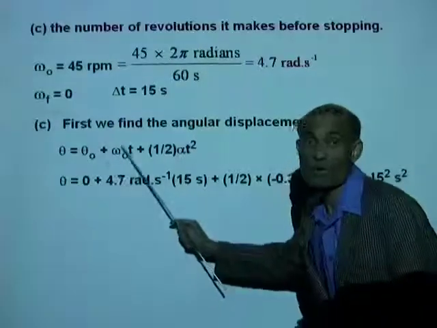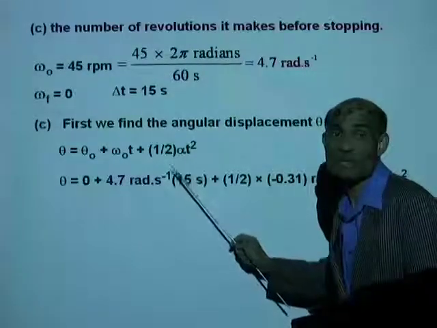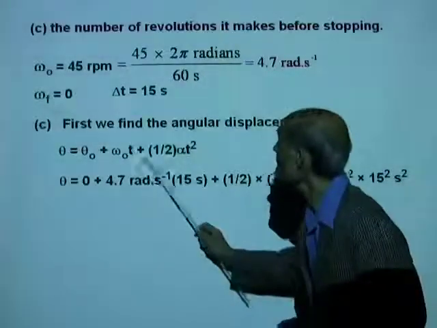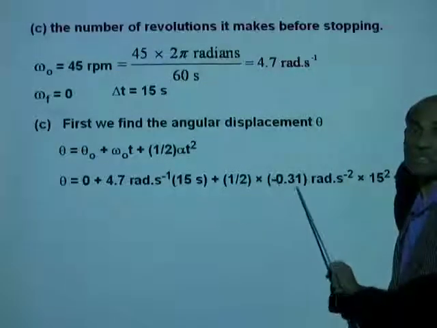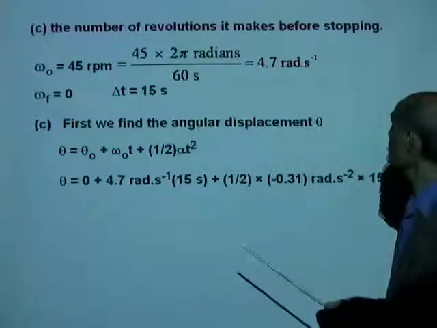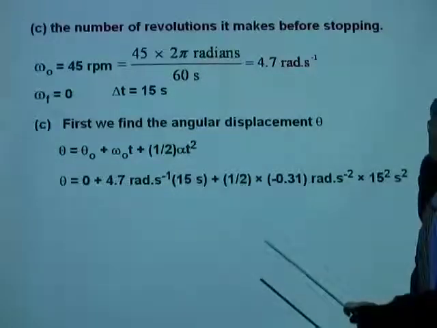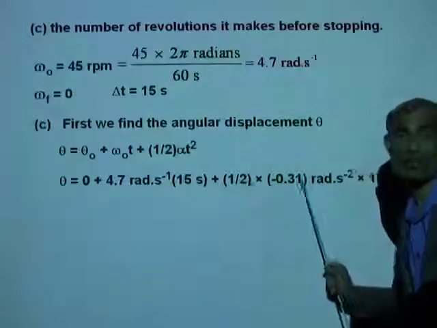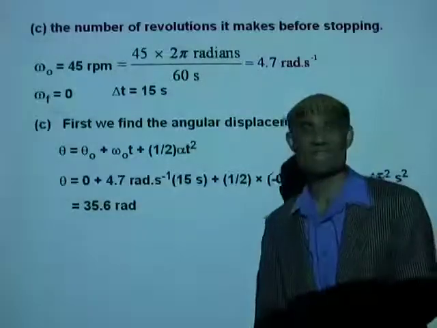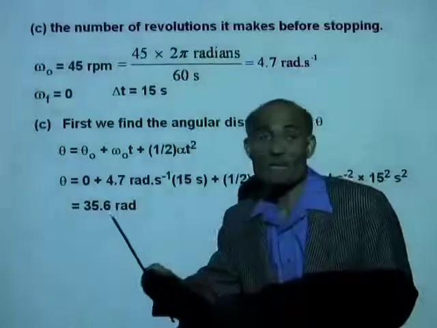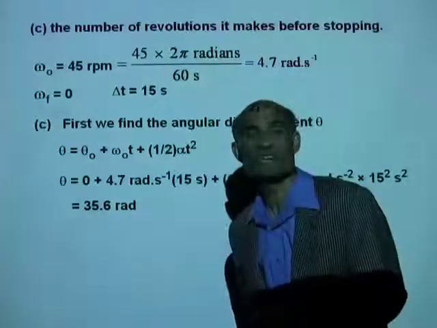Theta 0 is 0. Omega 0 is 4.7 radians per second times t, which is 15 seconds, plus 1/2 alpha. We calculated the angular acceleration as negative 0.31 radians per second squared times t squared, which is 15 squared. Calculate this on your own on your calculator. That should give you 35.6 radians. The angular displacement of the disk in coming to a stop is 35.6 radians.